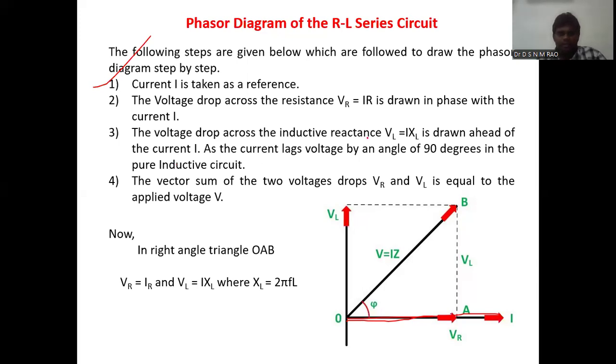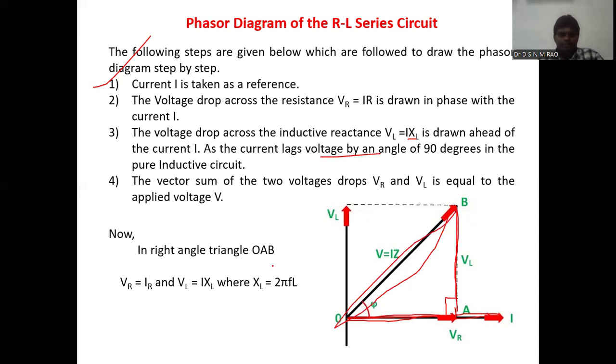The voltage drop across the inductor, VL, equals I into XL. XL is the inductive reactance, which is nothing but the resistance of the inductor. In a pure inductor, voltage leads current by 90 degrees. So in this way, the voltage drop across the inductor leads the current by 90 degrees, and the vector sum of VR and VL will give the total applied voltage V.